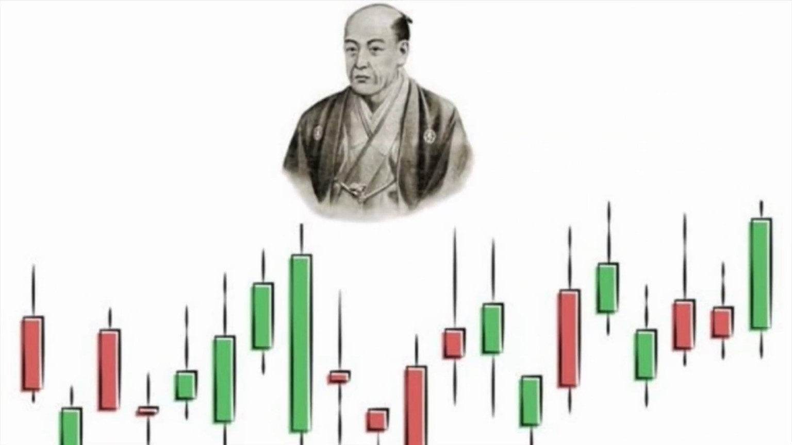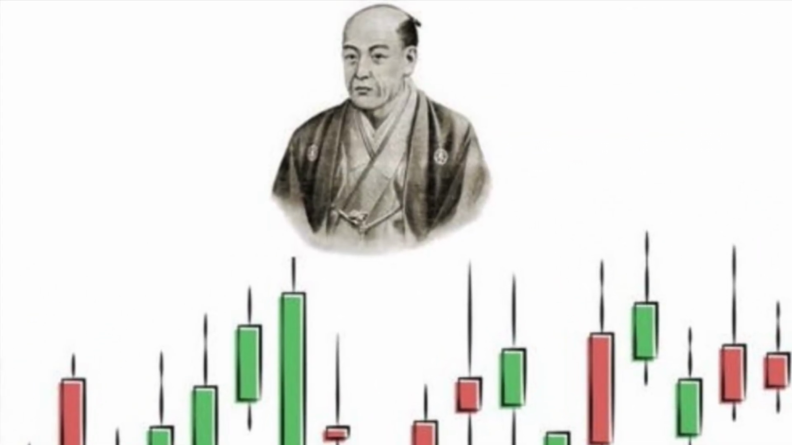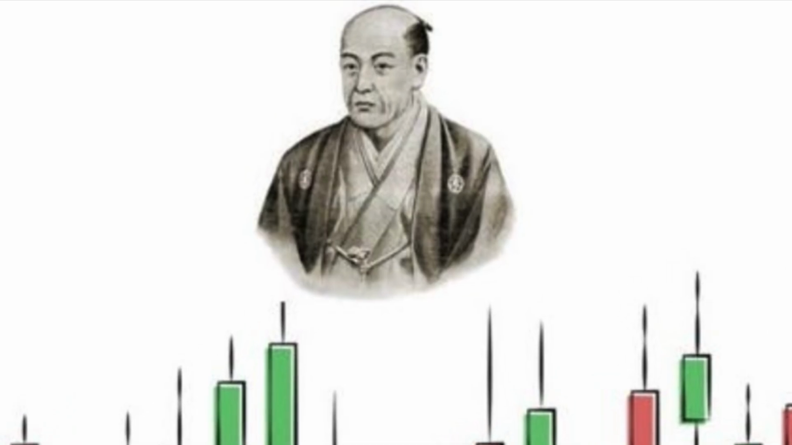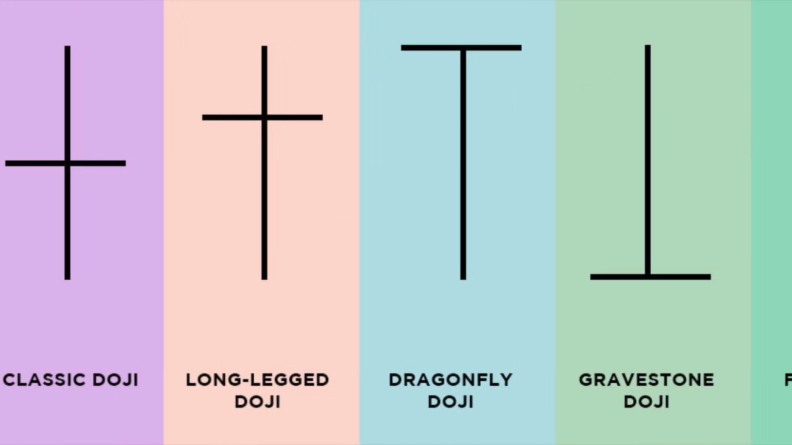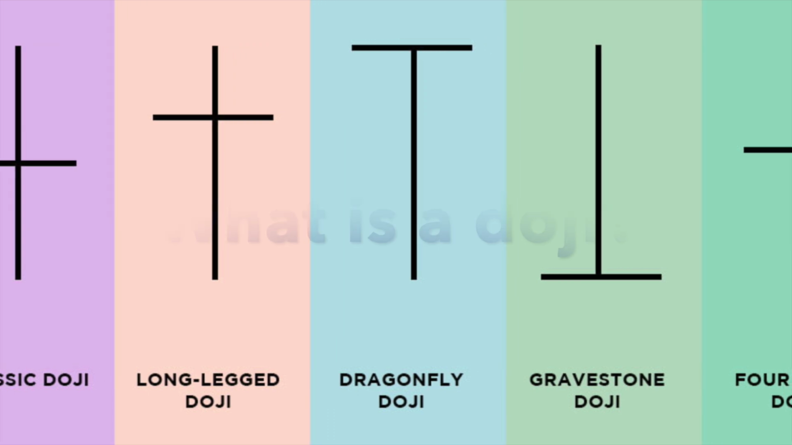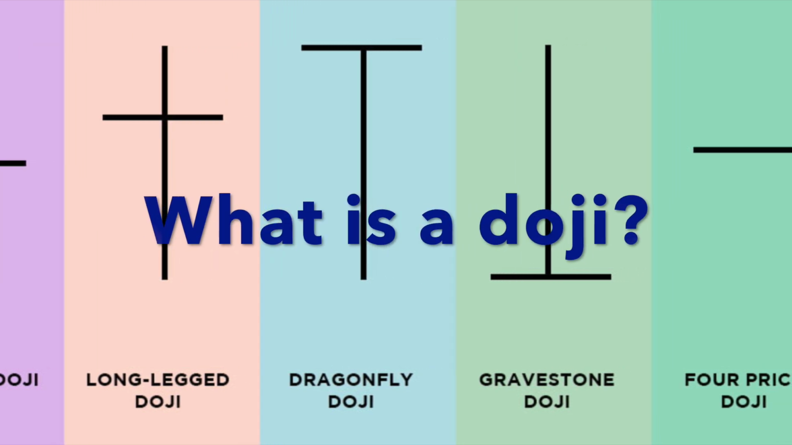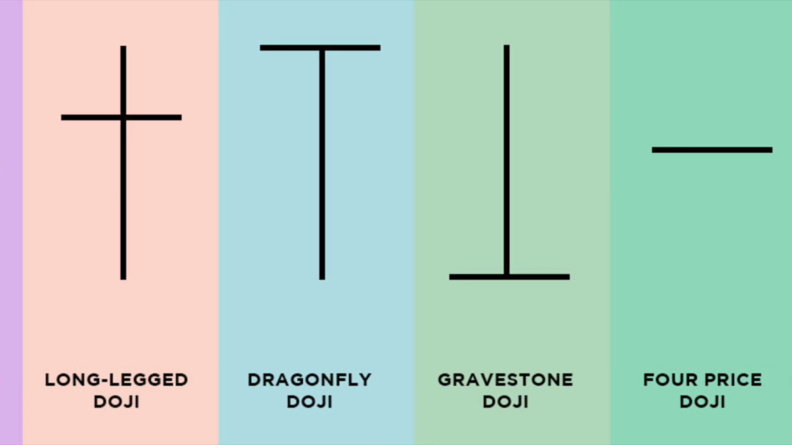In fact, the original concept comes from an 18th century Japanese rice trader named Munehisa Homma. We actually covered this guy once before in a technical blog called What is a Doji? back in 2022. You can find that blog on the site.